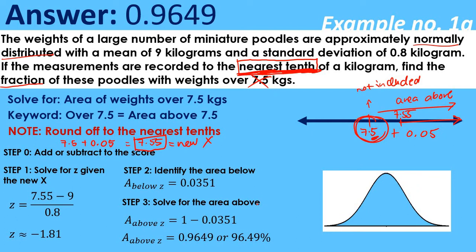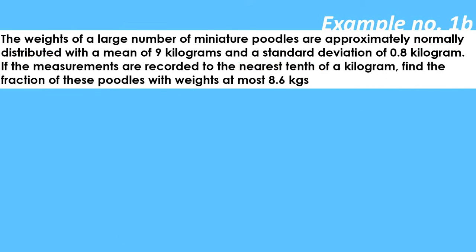So to be able to answer this problem, the fraction or the probability that the poodles will weigh over 7.5 kilograms is 96.49%. For example 1b, same scenario, but we are now solving for the area that these poodles will weigh at most 8.6 kilograms.